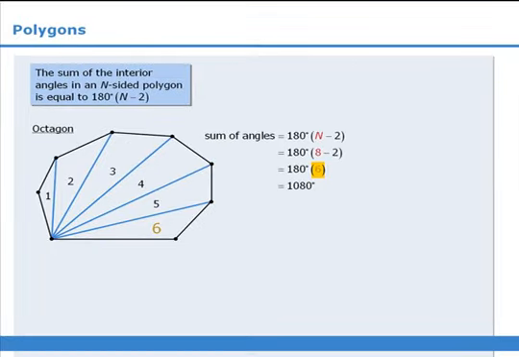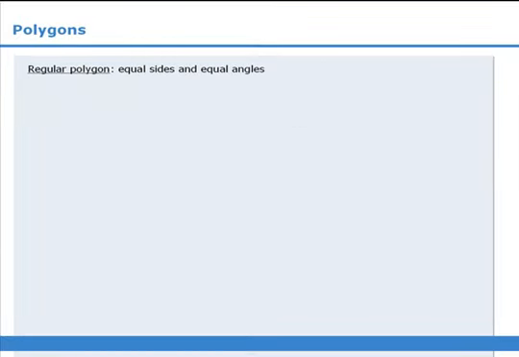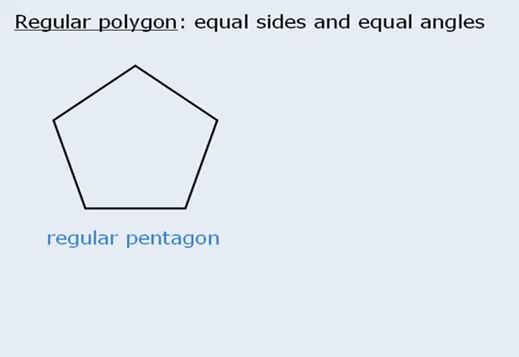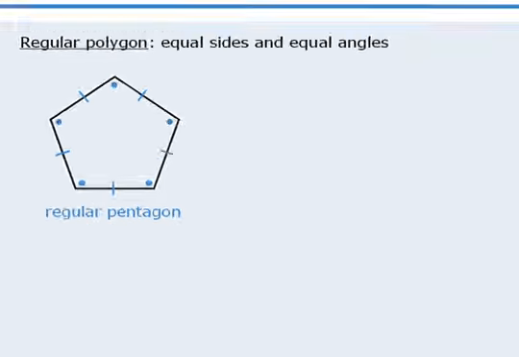Okay, before we end this lesson, there is one last definition to cover. If a polygon is a regular polygon, then all of its sides have equal length, and all of its angles are equal. So for example, if this is a regular pentagon, then that means its sides all have the same length, and its angles are all equal.